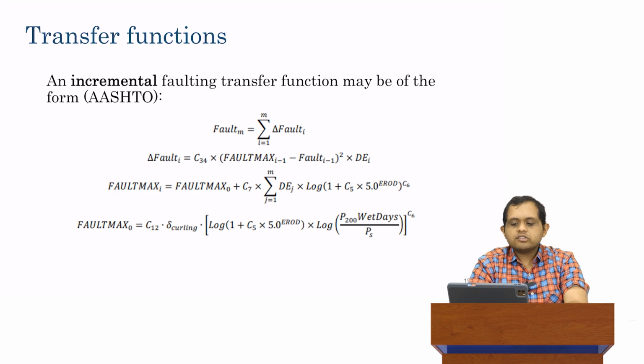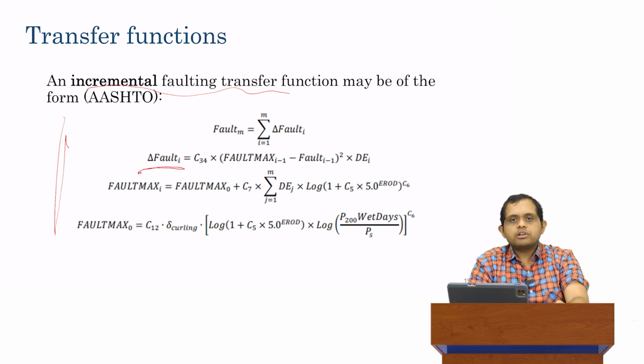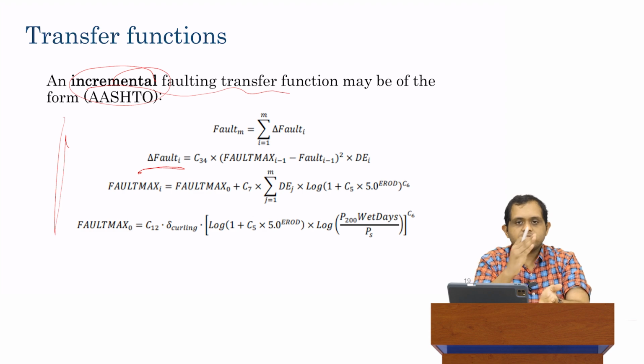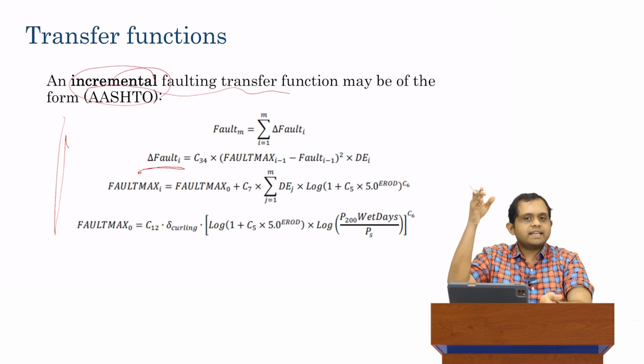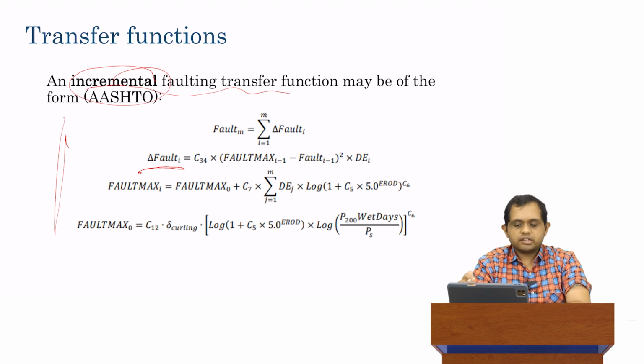So what AASHTO does is it provides these equations. I'll explain the equations in a second. It uses an incremental faulting model for transfer functions for faulting. What it basically says is the change in faulting at a given time step i, and that time step could be every hour, every day, every month, whatever. It's incremental in the sense that we are slowly building up the amount of faulting. So we are calculating the amount of faulting not at the end of the service life, but at periodic intervals, one day, one month, etc., during the service life.